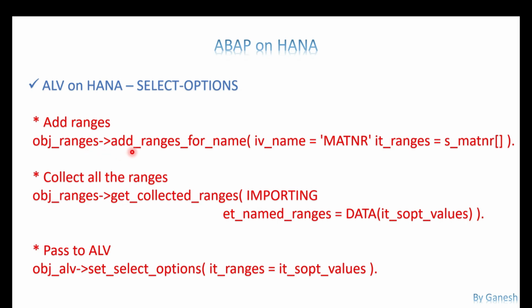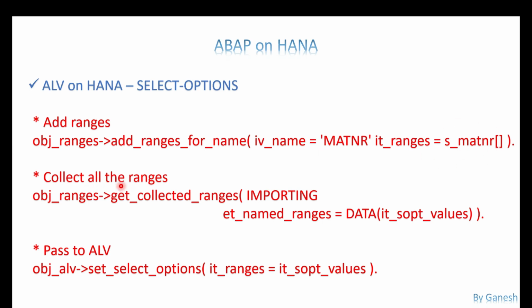So I have to use a method called add ranges for name. This is a different variable in the entire code, the object reference which refers to a class that I'll show you. So add ranges for name, and we have to pass the data element of your select options, and the ranges, nothing but your select options, you have to pass it.